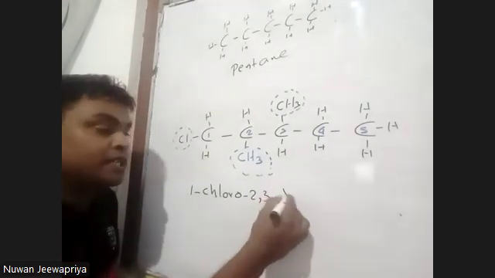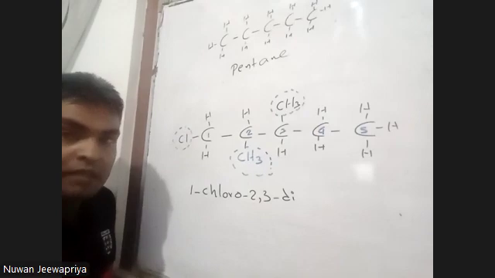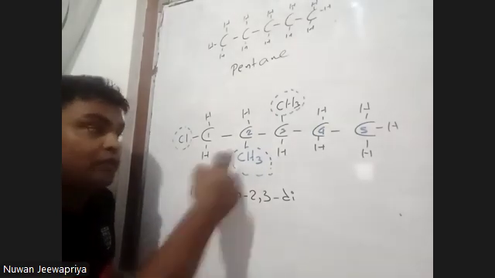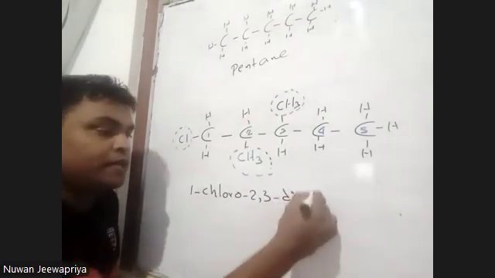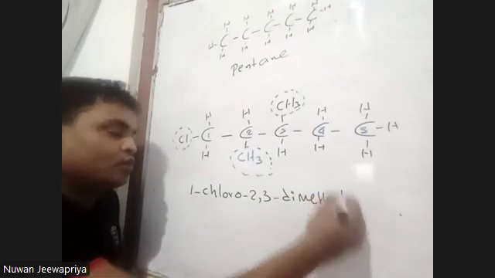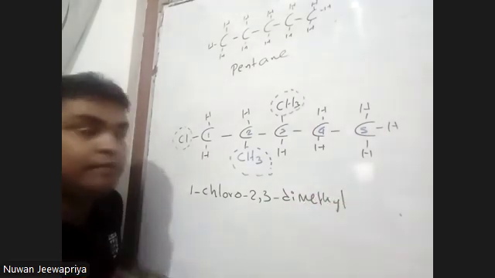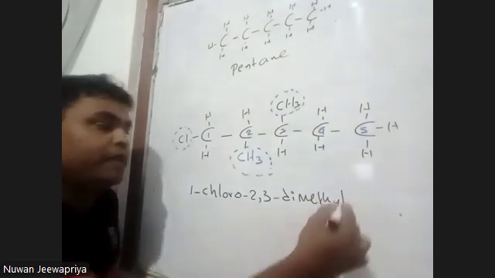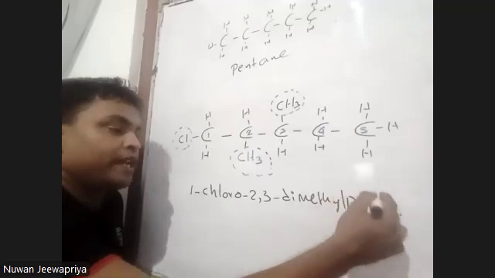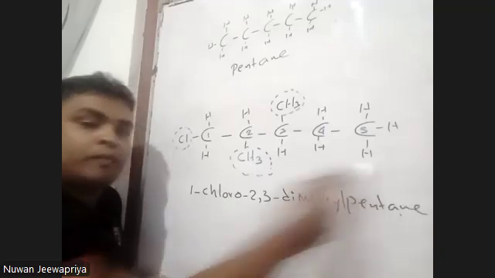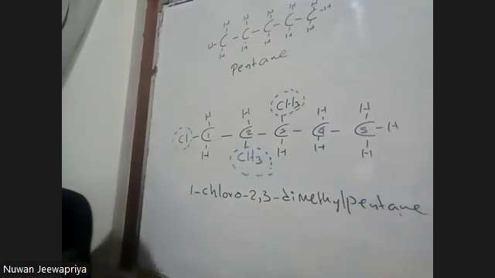2 times is di. What is there 2 times? The methyl group, CH3 group. Dimethyl. 2, 3 dimethyl. Totally how many carbon? 10. So pentane. Right. So that is the way we give the names for this compound.